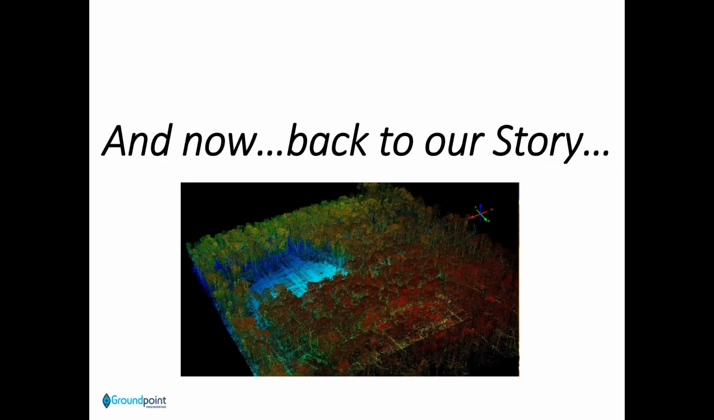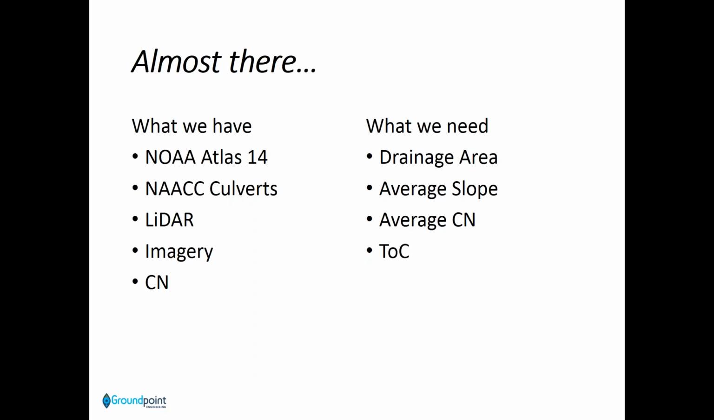So now back to our story. But our story isn't really about capacity calculations for each culvert, right? It's about estimating peak flow for specific return intervals and then comparing that to the capacity calculations. Now, we're part of the way there because we just got the Atlas 14 files from NOAA for precipitation. We have a standard culvert inventory table that we populated from the NAACC template. We have high resolution topo and imagery, and we have a standard curve number data set.